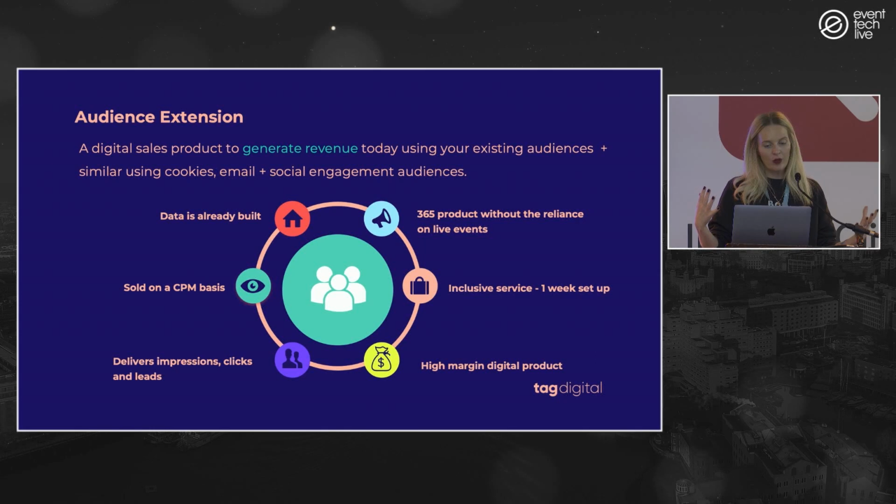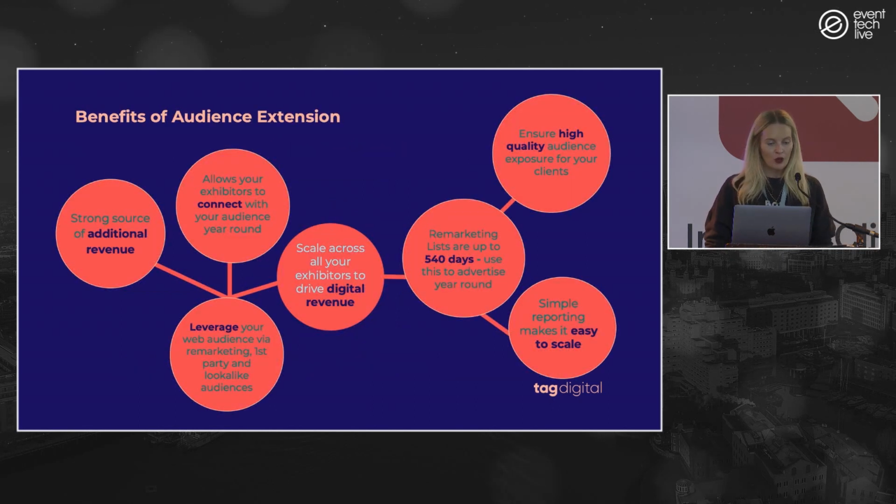So you can sell ad space to your exhibitors and say it's going to cost you £5 CPM to do that. We're finding that our organisers are reselling that to their exhibitors at about £35 CPM. So very high margin, really easy to set up, gives you 365 revenue without the reliance of live events or alongside live events. So really strong source of revenue, allows your exhibitors to drive digital revenue. They're not saying just come and see us at this booth, they're promoting their new products, their new services, and they're getting in front of your super premium audience all year round.